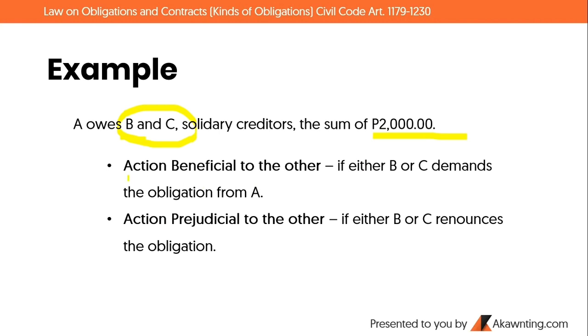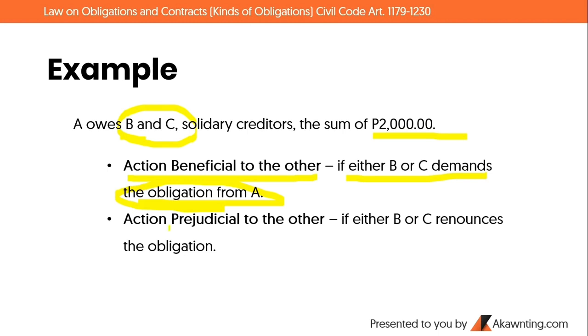So, an example of an action that is beneficial to the other is if either B or C demands the obligation from A. Kasi, kung binalikan natin ng Chapter 2, Nature and Effects of Obligation, syempre mag-a-apply dito ang no demand, no delay. So, as much as possible, gusto natin na masingil na yung obligation, syempre. So, actually, pagdating sa solidarity creditors, kahit sino sa kanila pwedeng mag-demand. Okay? Either si B or si C pwedeng mag-demand. Okay? Nung buong obligation. Okay? So, that is an action beneficial to the other solidarity creditor.